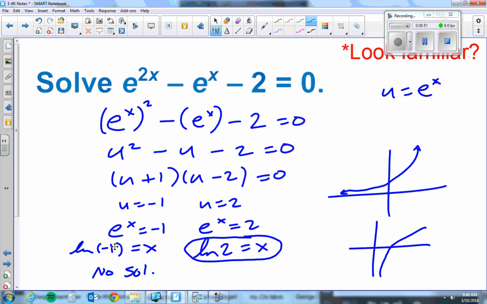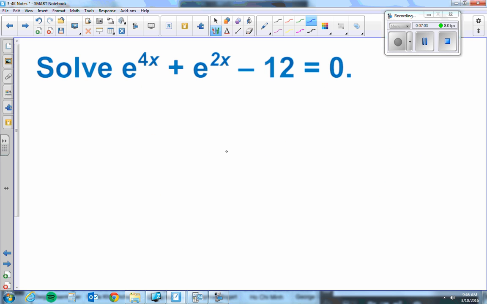By the way, an equation like this that you can do u substitution on so it looks quadratic is called quadratic in form. So it's not quadratic, but you can use your quadratic skills to solve it. All right. Same idea, but this time, what should I call u?